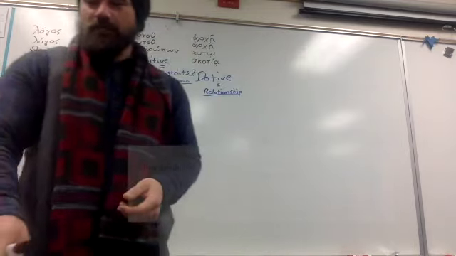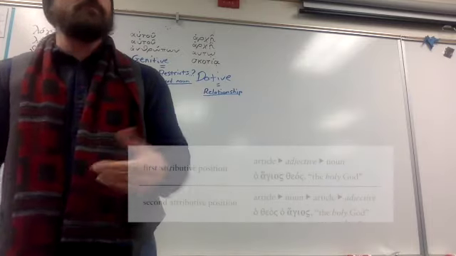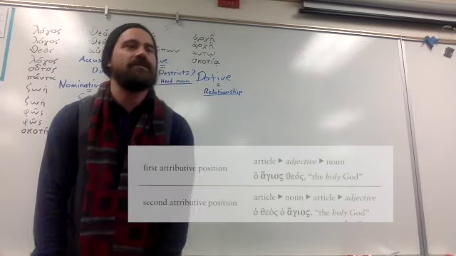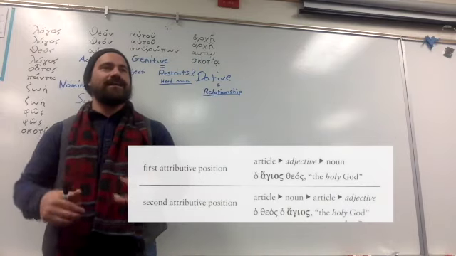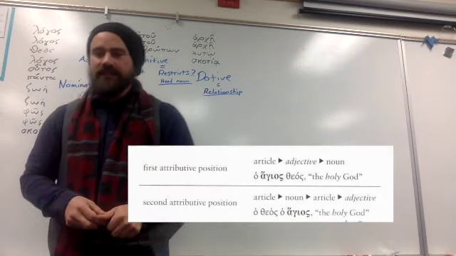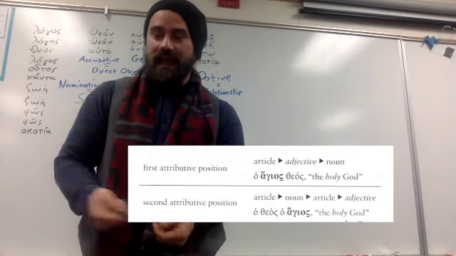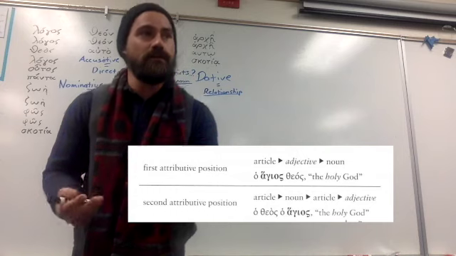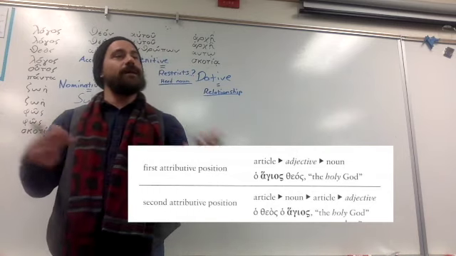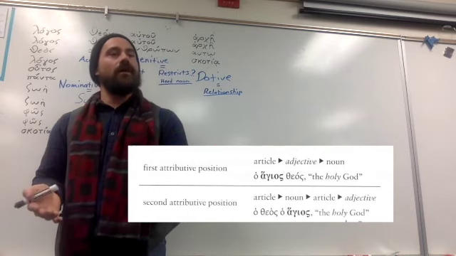So the first one up at the top there is what's called the attributive adjective. So this is attributing a quality to it. It's modifying it in some way. It's giving it a quality. And so if you were to see it in the text, the adjective would have an article, and the noun may or may not. But the adjective is going to have the article.